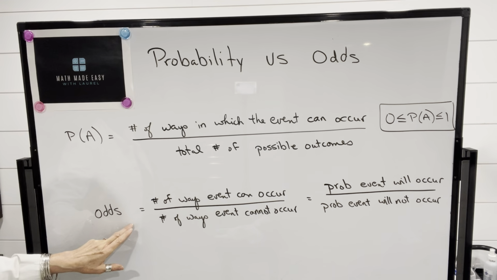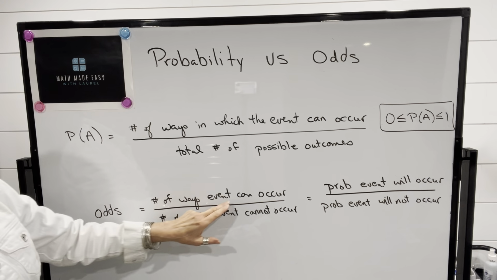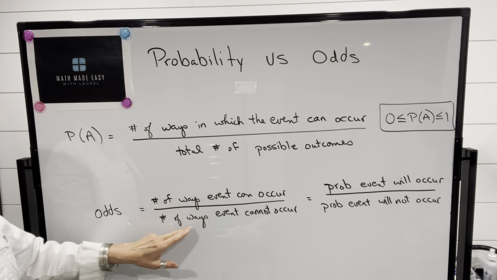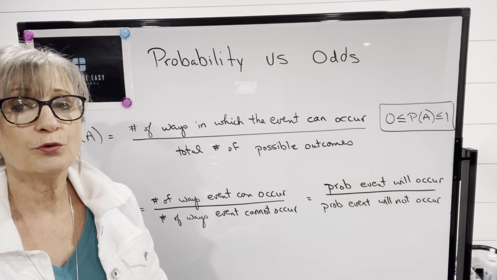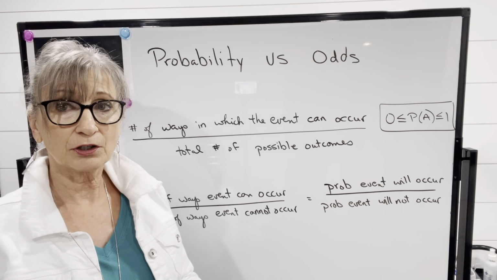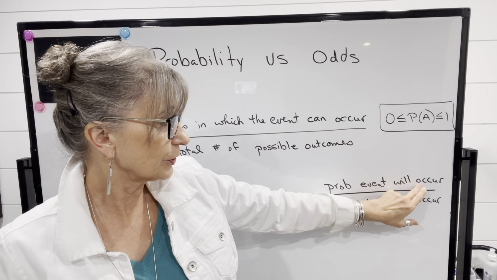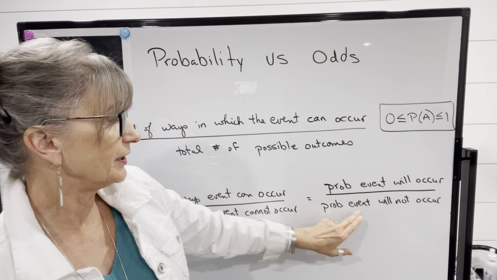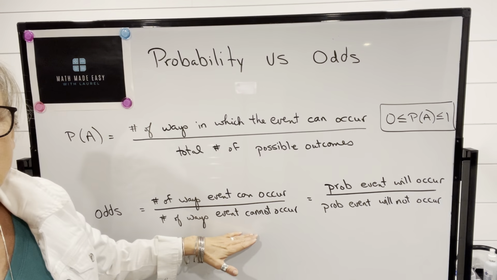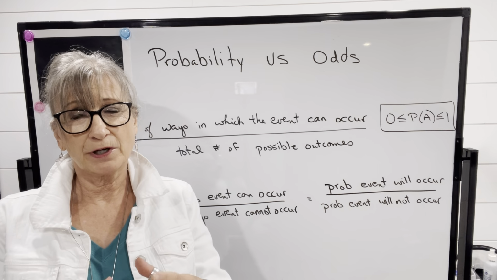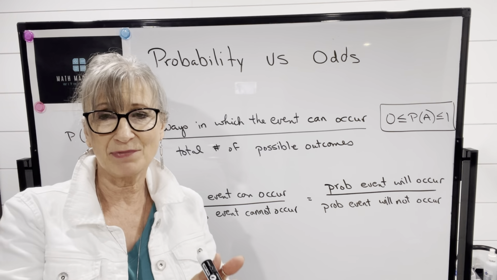Odds, on the other hand, can be thought of in 2 ways. One is the number of ways the event can occur compared to the number of ways the event cannot occur. If you know the probability of an event occurring, we could calculate the odds by taking the probability that the event will occur and dividing it by the probability that the event will not occur. When you're expressing odds, it's like a ratio. You can write it either as a fraction or a ratio, but it's some number to some number.